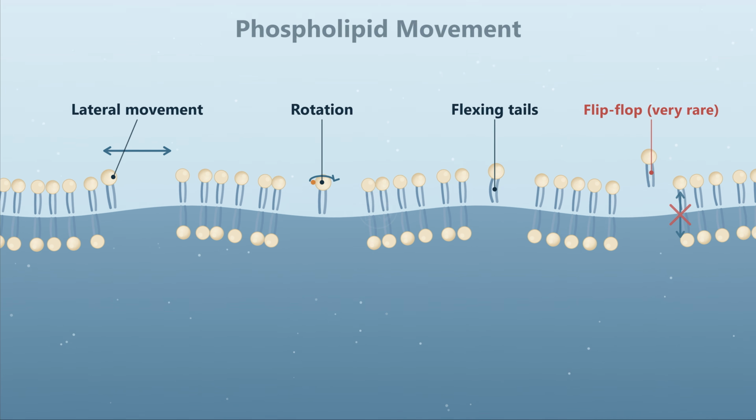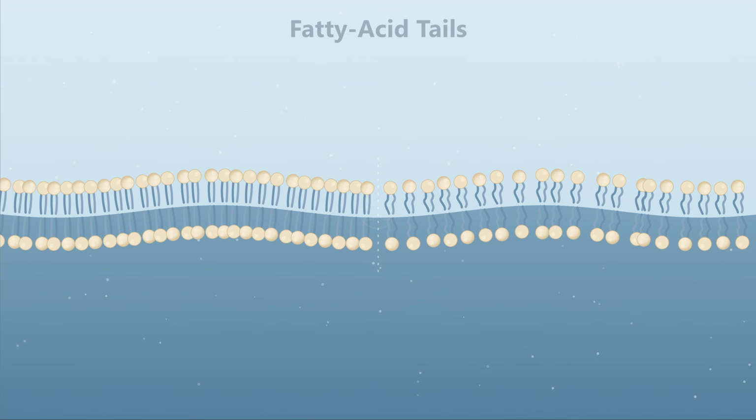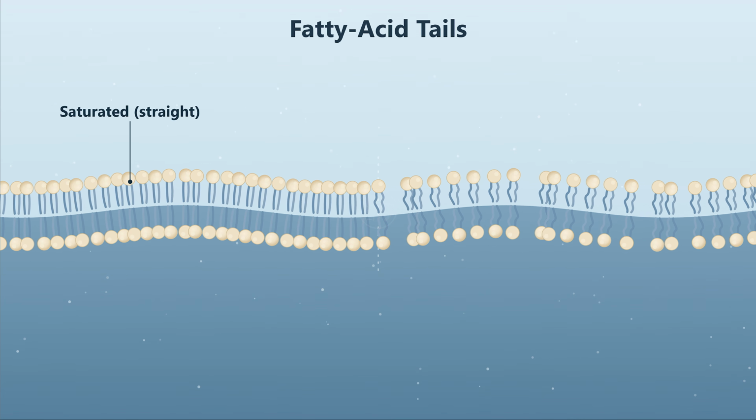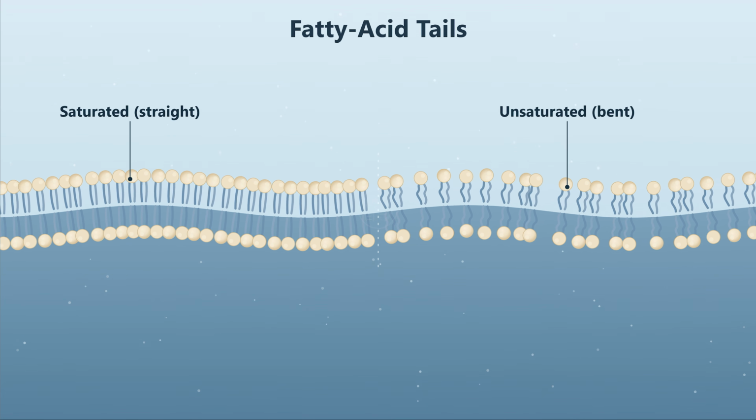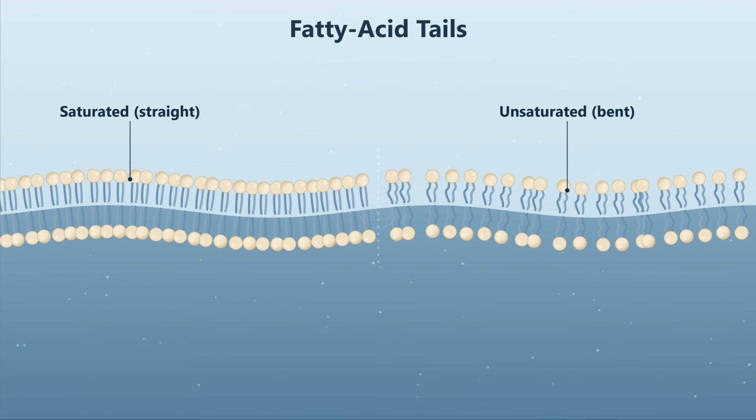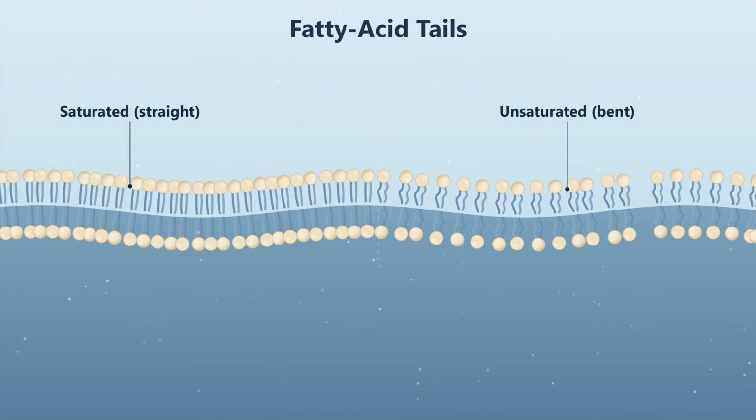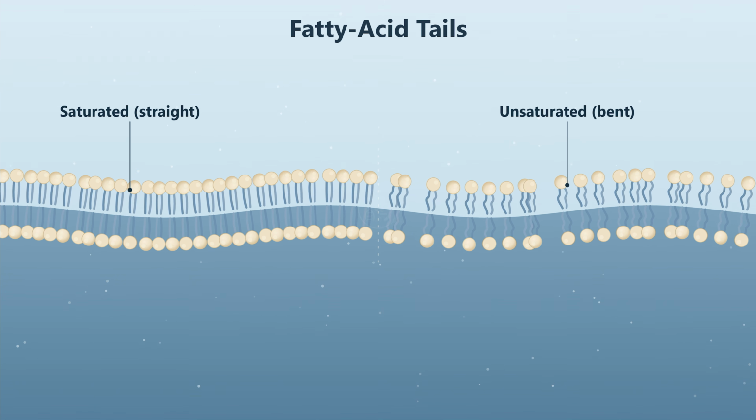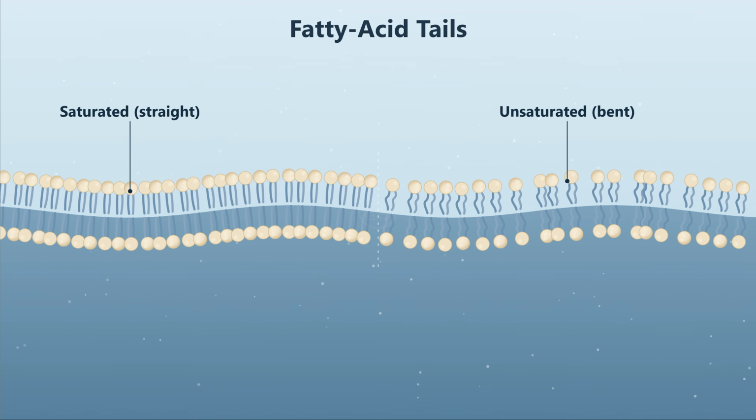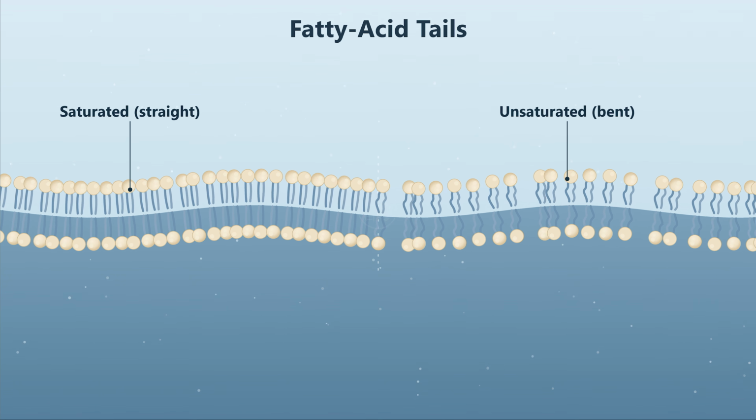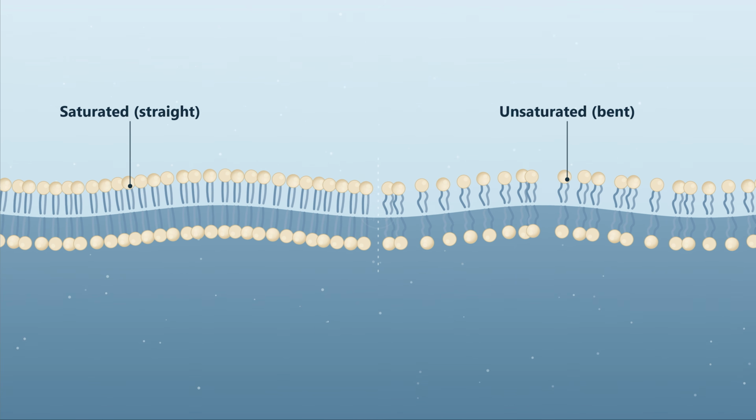The structure of fatty acid tails affects membrane fluidity. Saturated tails are relatively straight, so neighboring phospholipids can pack closely together. Cis unsaturated tails contain bends that prevent tight packing and usually make the membrane more fluid.